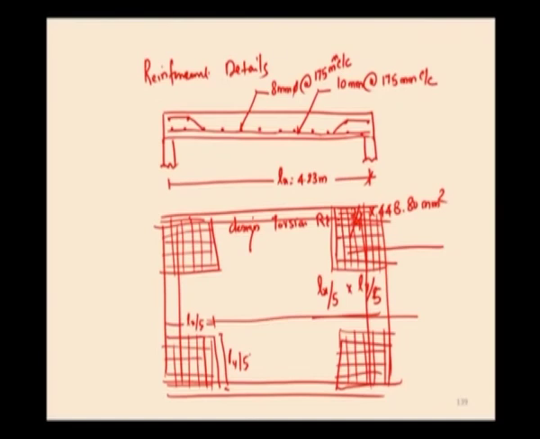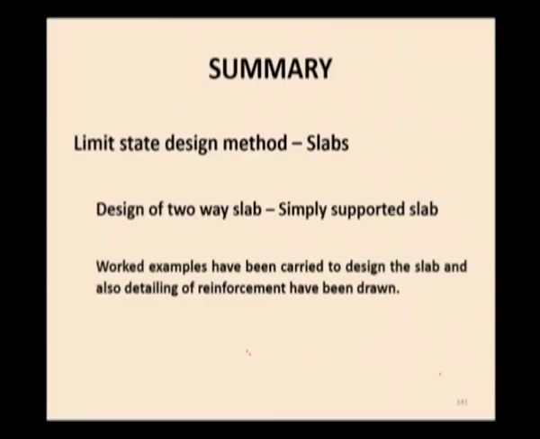In addition to this main reinforcement, the corner reinforcement has to be provided in the case of a simply supported two-way slab, which does not have any adequate provision for the torsion at the corners. Now, we come to the end of this lecture. Let us summarize this lecture. In this lecture we have seen a worked example carried out to design a two-way simply supported slab, which does not have any adequate provision to resist the torsion, and also we have seen the detailing of reinforcement in this slab.